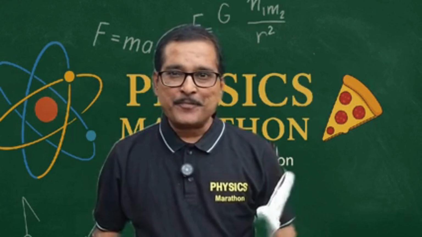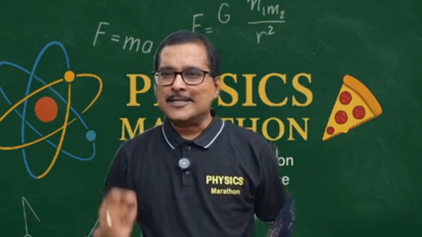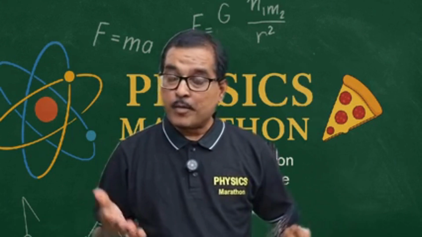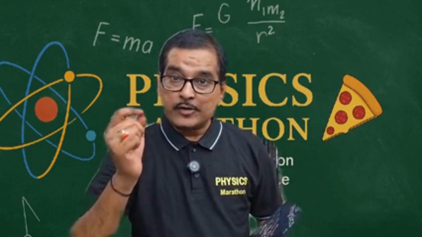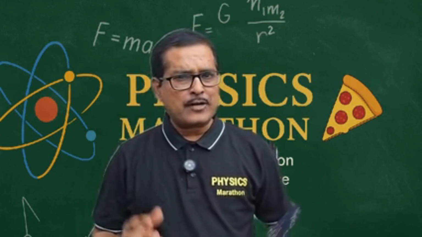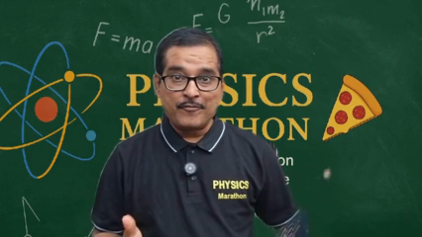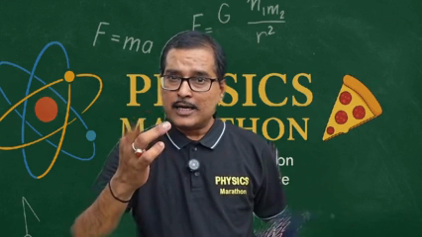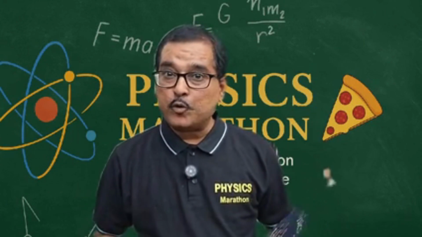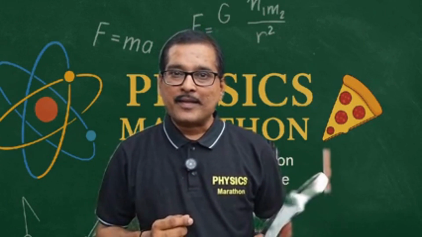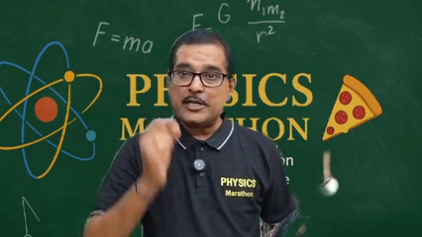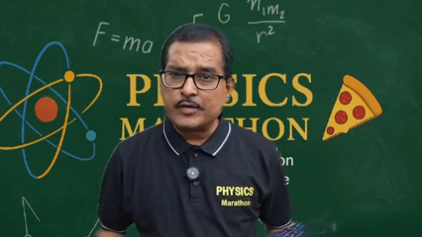Well done, students. You have unlocked the secret of gravitation. Remember these key takeaways from today's chapter. Universal gravitation: students, every pair of masses attract with a force F = G m1 m2 / r², where G is the gravitational constant. The gravitational constant, capital G, is the same everywhere in the universe.